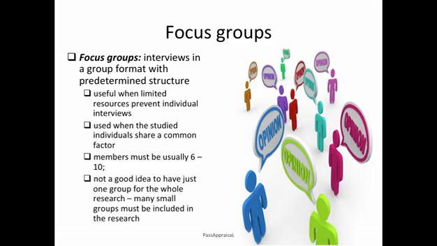Generally, it's not a good idea to have just one group for the whole research. Many small groups must be included in the research to get a wider opinion. The reason for restricting the number of people within the focus group to 6 to 10 is, if a focus group has less than 6 members, in small groups people do not feel comfortable in voicing their opinions. If a focus group has more than 10 members, again in large groups, some people may keep quiet and not say anything at all, while the others may dominate. This is the reason why it's recommended that focus groups should have members numbering between 6 to 10.